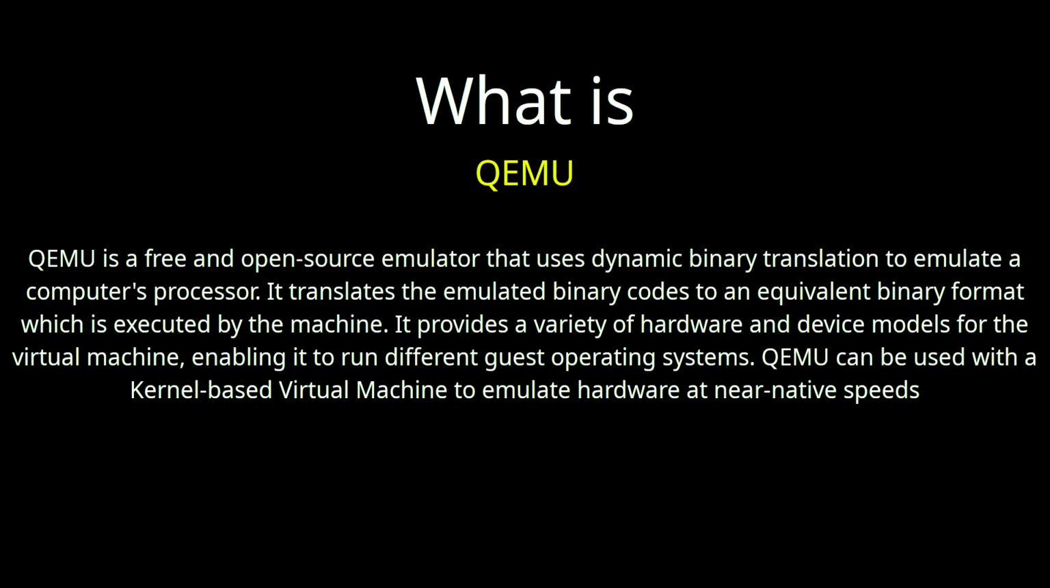QEMU is a free and open-source emulator that uses dynamic binary translation to emulate a computer's processor. It translates the emulated binary codes to an equivalent binary format, which is executed by the machine. It provides a variety of hardware and device models for the virtual machine, enabling it to run different guest operating systems. QEMU can be used with a kernel-based virtual machine to emulate hardware at near-native speeds.